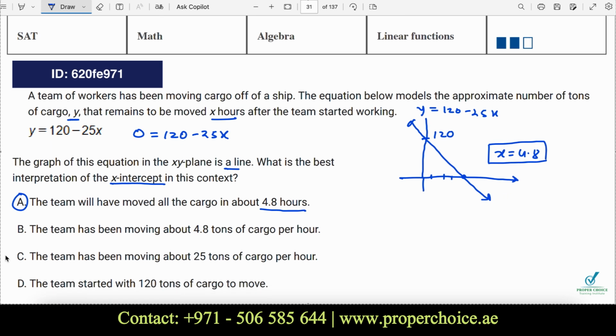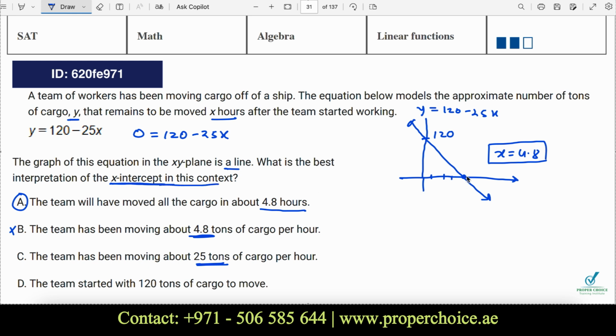So you might also get confused with options C and D. Let me ignore option B because it's clearly saying that the team has been moving about 4.8 tons. No, the question clearly says Y number of tons, so it is wrong. C says the team has been moving about 25 tons of cargo per hour. That is true because it is the rate. But the question asked me about the x-intercept.